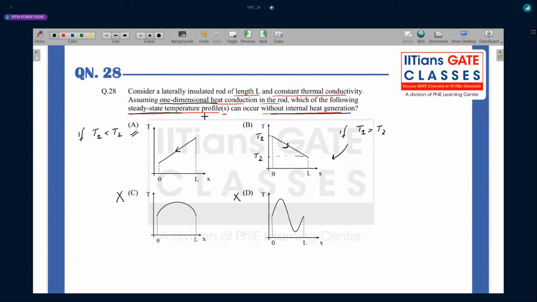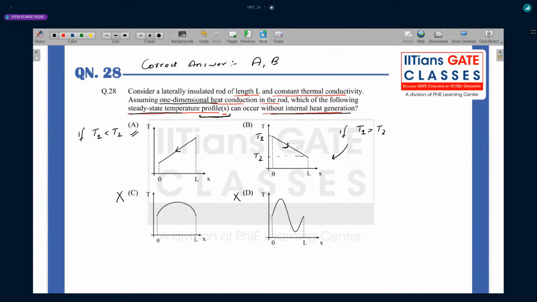Okay, and that's why they are saying which of the temperature profile or profiles can occur without internal heat generation. So A and B both are the correct options. So the correct answer is A and B. Both are the correct options. Okay, I hope it is clear.